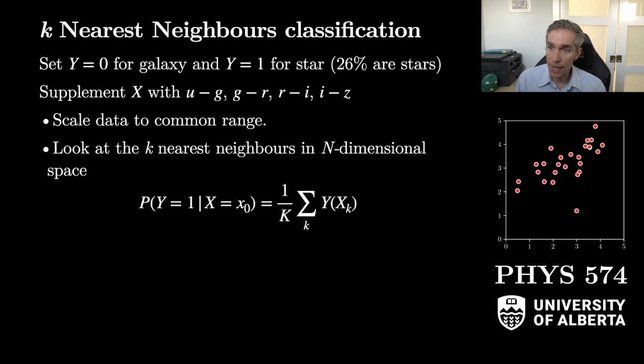And all you do with the k-nearest neighbors classifier is you look at a point in that data space, look at the k nearest points to that, and then you assign a probability of it being a star at that point as the average number of stars in this ball. So you can pick 20 nearest neighbors, 50 nearest neighbors, 5 nearest neighbors, and this can map out the space.